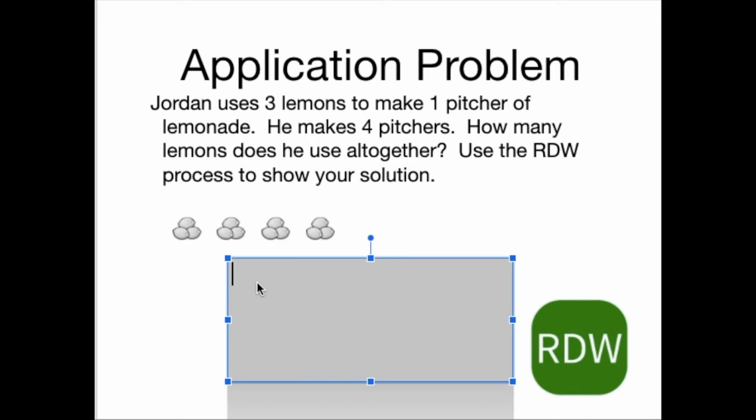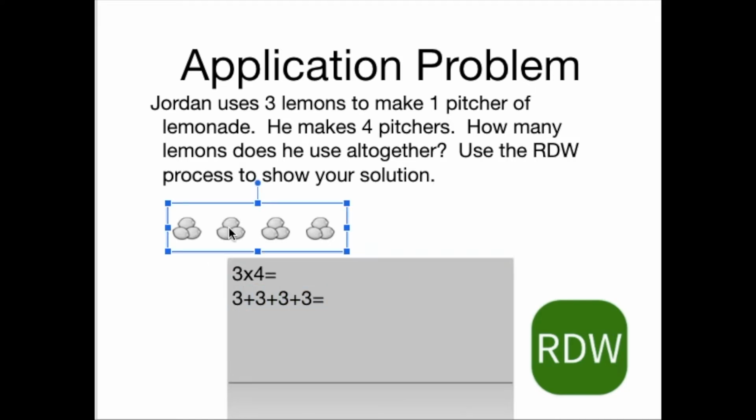There are 3 lemons in each pitcher. They're going to make 4 pitchers. Now we have to figure out how many lemons does he use altogether. So there's a few ways we can do this. We can do repeated addition. Or we could solve our multiplication problem. Let's do both. Let's start with our repeated addition.